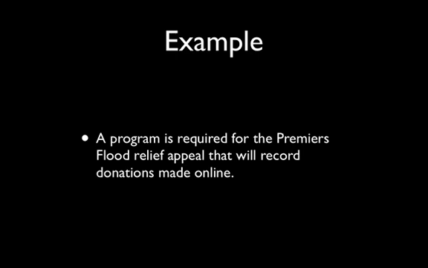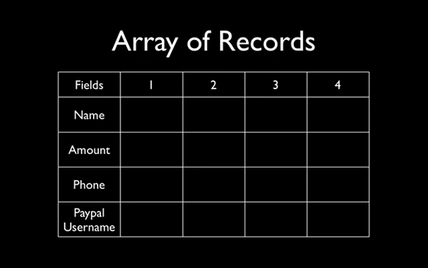If we have a look at another example here, something that's quite current, a program is required for the Premier's flood relief appeal that records donations made online. So we're looking at, once again, recording information so that it can be stored or processed. We probably need a little bit more information to identify what type of data structure to use. But if we just look at it, users would have to record their name, how much they want to donate, maybe their phone number, and also select whether they want to pay by PayPal or not. So in this example, an array of records would be the most appropriate data structure for this solution.